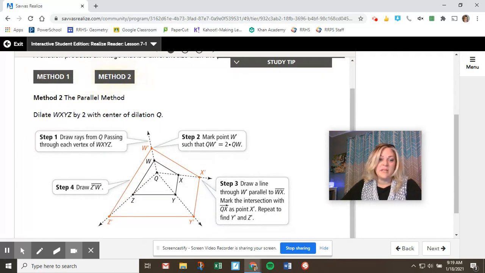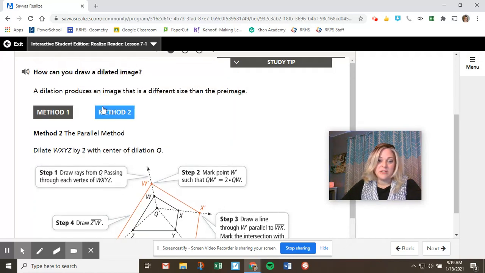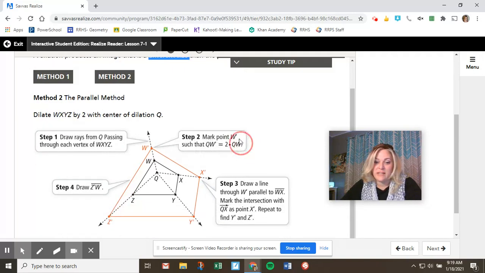Here's method 2, the parallel method. I'd already mentioned it. So same idea, but now you're going to take it, and this one, it says method 2, make it a different size. So it doesn't really say what size, it just says different from the pre-image. So it looks like they did a power of 2 right here. 2 times as big.